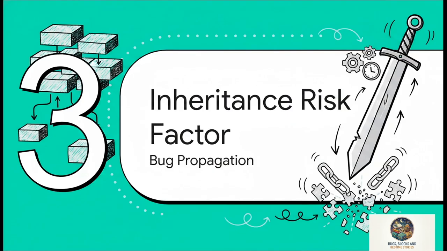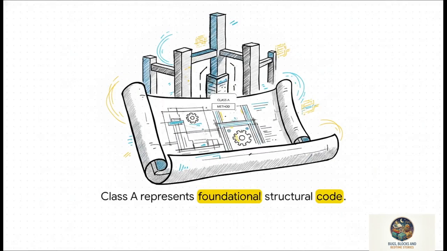Section 3, the inheritance risk factor, bug propagation. Now, what's really interesting about this slide is how it illustrates inheritance. Inheritance is incredibly attractive because it allows for massive code reuse and speeds up development. But from a business perspective, it's a double-edged sword, introducing severe downstream risks. Think of Class A, here, as the foundational blueprint for our software building. It lays down the essential code defining how things should work right at the ground level.